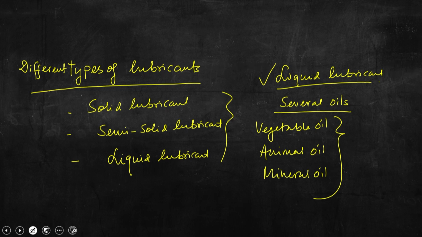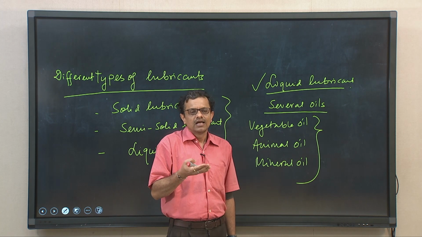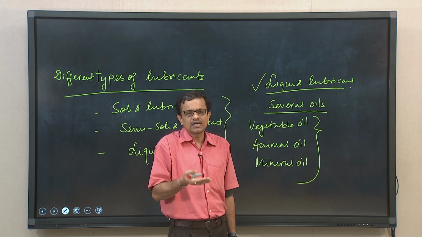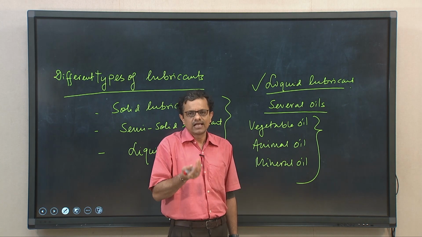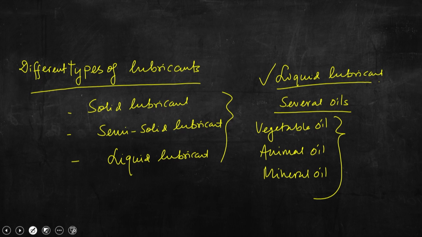So, vegetable oil, animal oil or mineral oil, all these oils are or can be used as liquid lubricants. Now, there are a few problems associated with vegetable oil and animal oil. What are those problems? Animal oils get oxidized very quickly. You understand by this time that lubricants are exposed to high temperature, and at that temperature there is a possibility that lubricants will be oxidized. So, animal oils are very susceptible to that particular undesirable phenomenon, that is they can get oxidized.